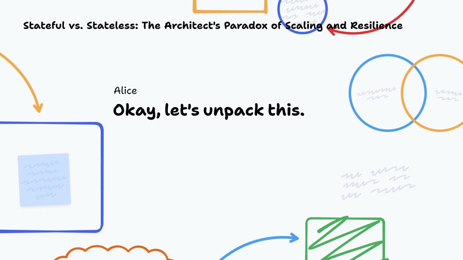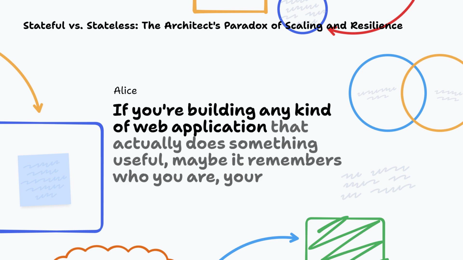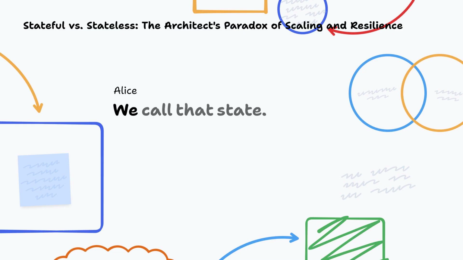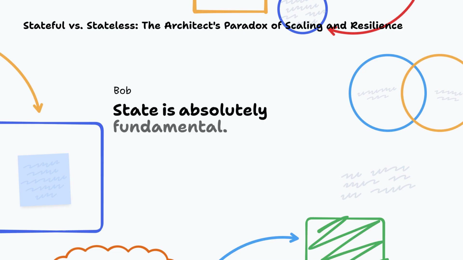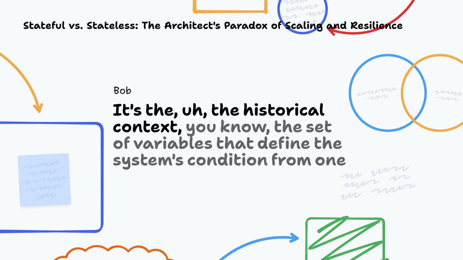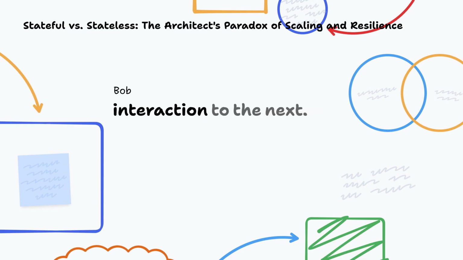Okay, let's unpack this. If you're building any kind of web application that actually does something useful, maybe it remembers who you are, your user ID, or it holds items in a shopping cart, keeps you logged in. It needs memory. We call that state. State is absolutely fundamental. You just can't build anything non-trivial without it. It's the historical context, the set of variables that define the system's condition from one interaction to the next.